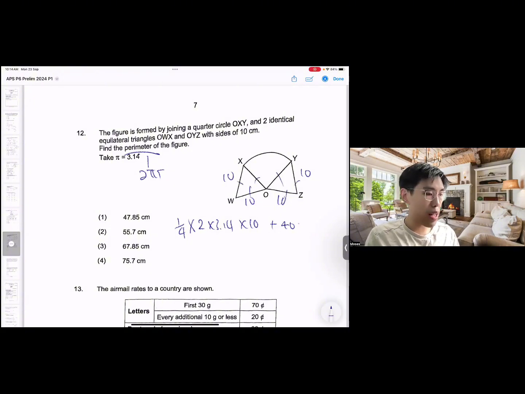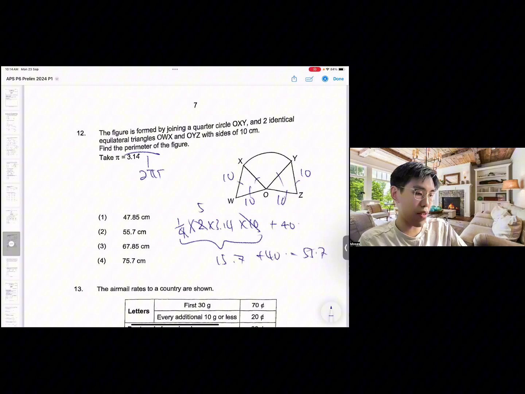Okay, find the perimeter. So this one can cancel, gives me 5. So this one gives me 15.7 plus 40. This will be 55.7. So option 2.